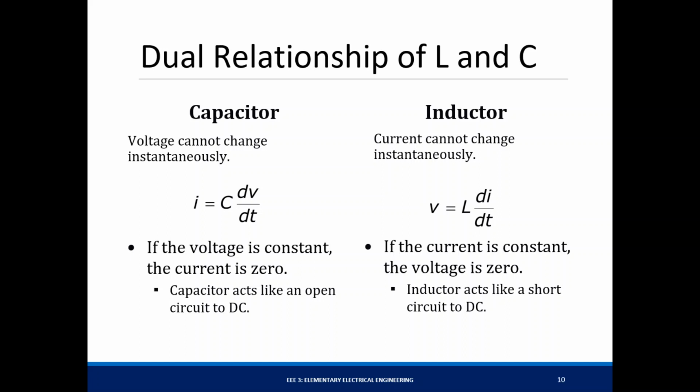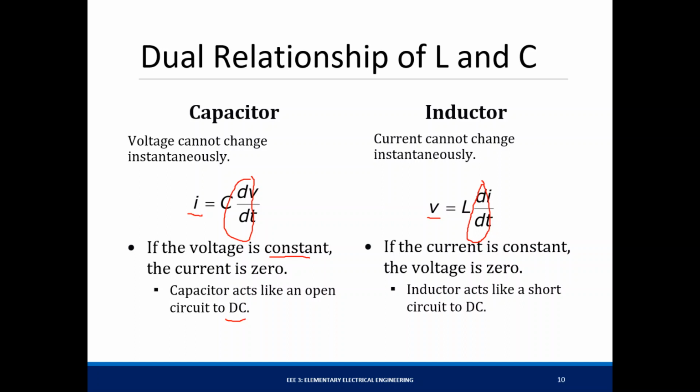So, some more comments. For a capacitor, voltage cannot change instantaneously. Why? If there's an instantaneous change, then you need an infinite amount of current. So an instantaneous change is basically a big change, infinity. That means this will become infinity. For an inductor, current cannot change instantaneously. If it changes instantaneously, then this term will be infinity, then the voltage becomes infinity. Okay. So if you have a capacitor in your circuit and the voltage is constant, then the current is zero. And a capacitor likes to act as an open circuit in DC.